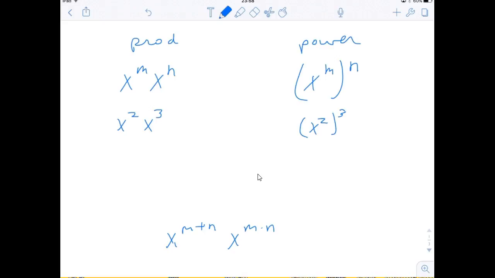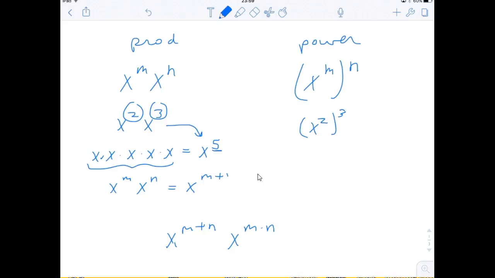If you have x squared times x cubed, that's the same thing as x times x times x times x times x. And then you're like, okay, if I multiply x times itself 5 times, that's the same as x to the exponent of 5. So you see that x squared times x cubed is equal to x to the 5th. How do you get this number? You get it by adding the 2 to the 3. So if you have x to the m times x to the n, we've concluded that that is equal to x to the m plus n, and we did it by putting numbers in for m and n.